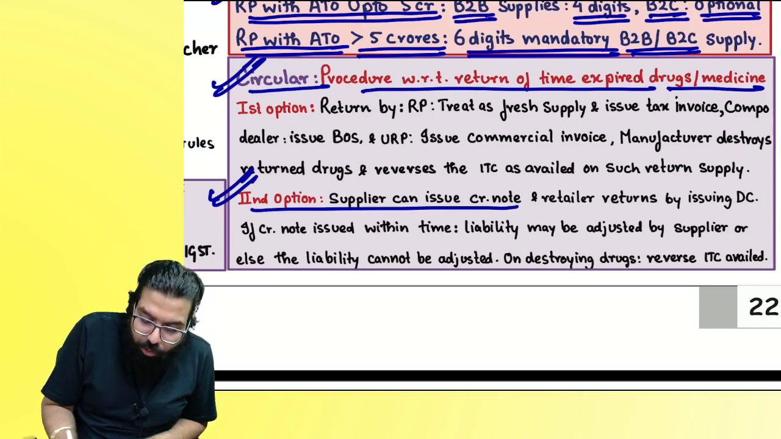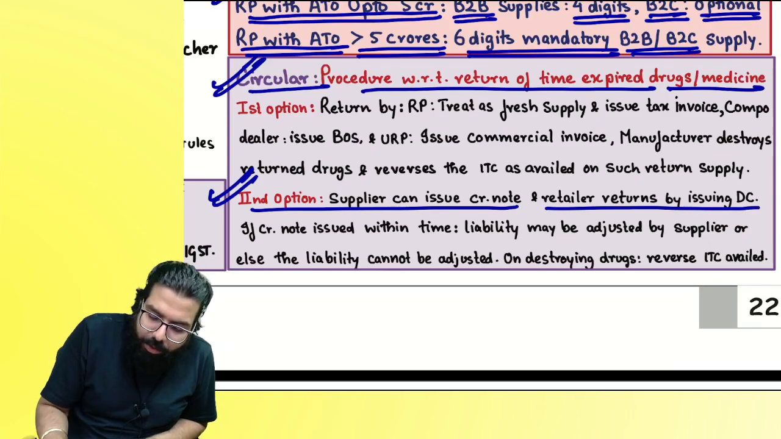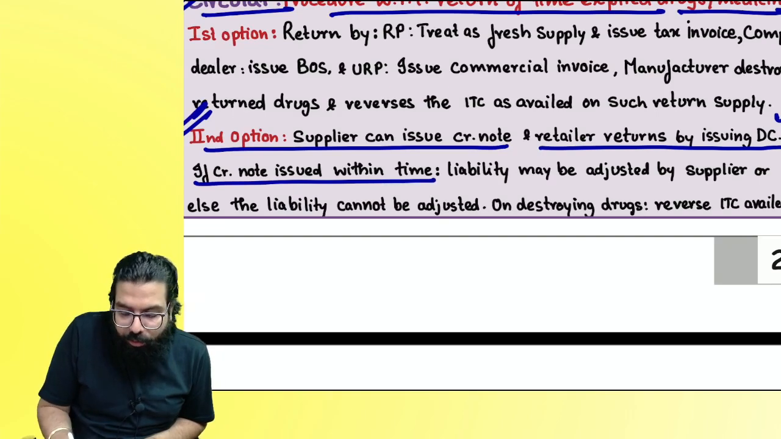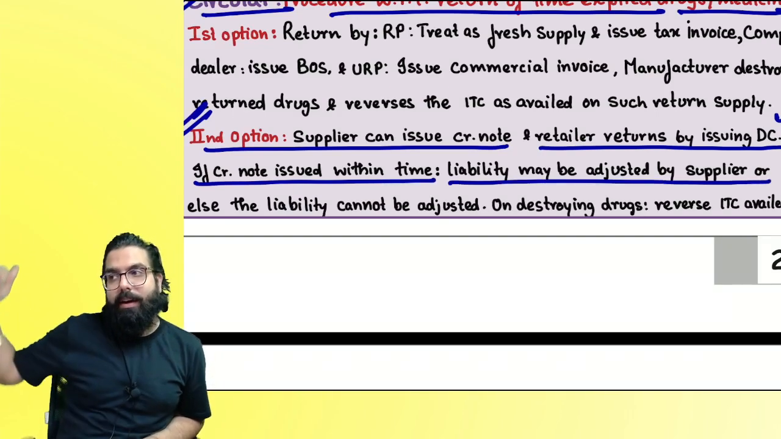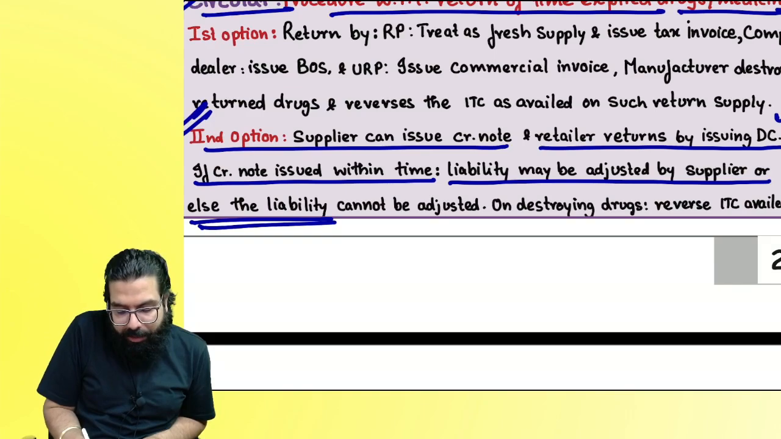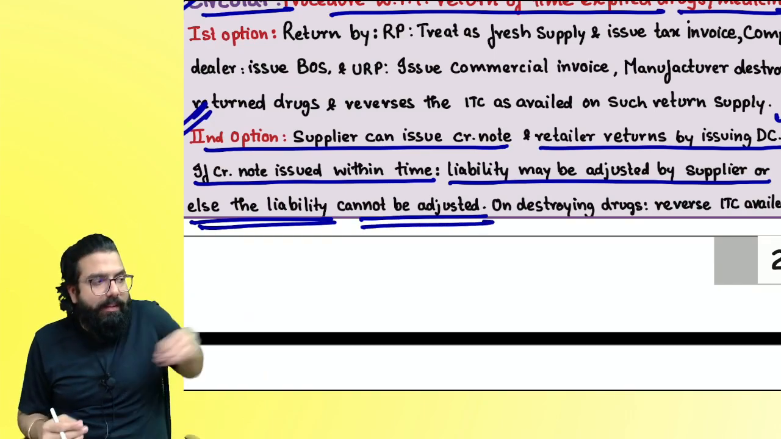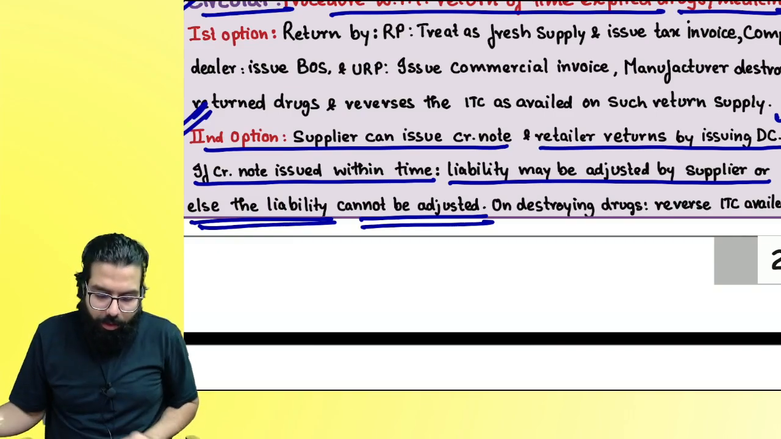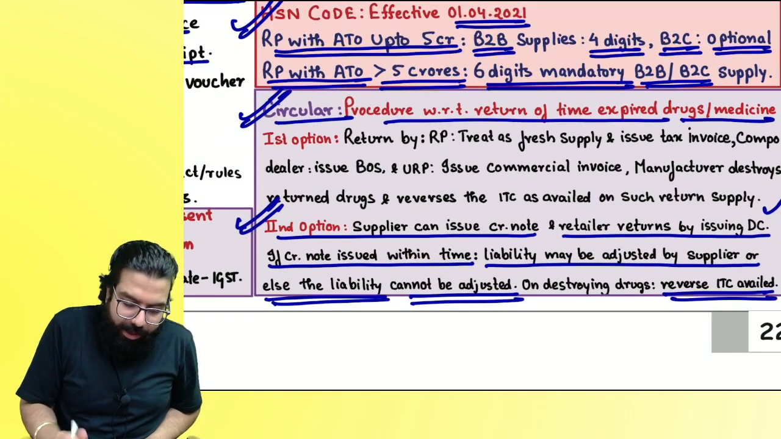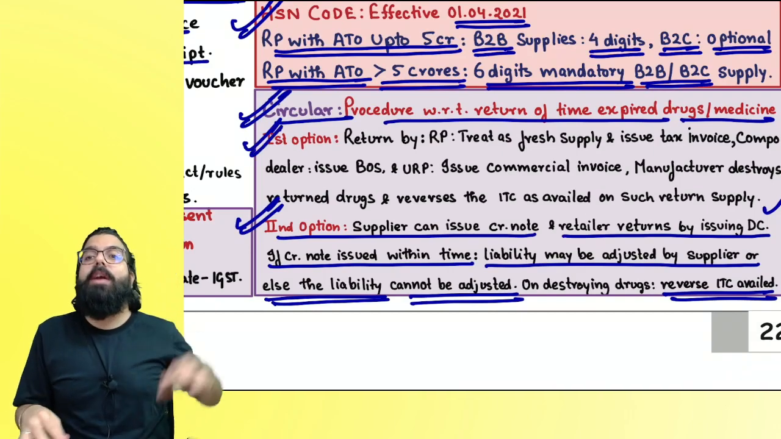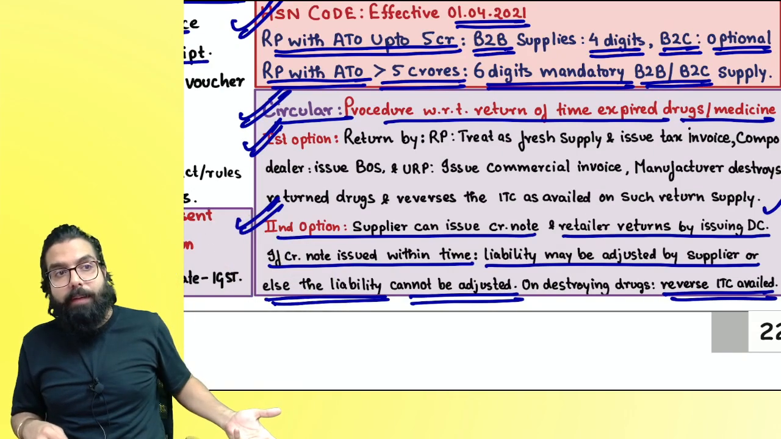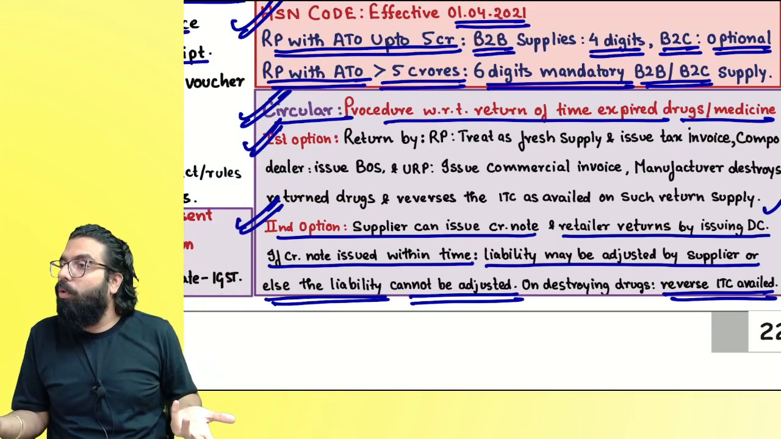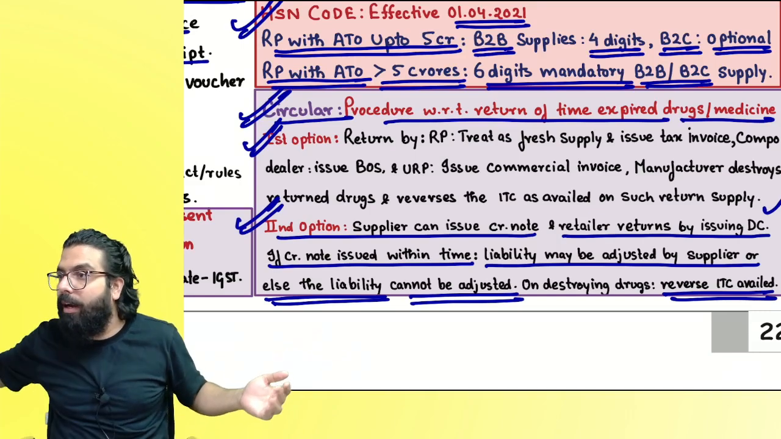Everyone, the supplier can issue a credit note and the retailer will return with the help of a delivery challan. If the credit note is issued within time, liability can be adjusted. Otherwise, liability cannot be adjusted. When I receive the drugs, I will destroy the drugs. When I destroy the drugs, ITC will be reversed. Now I am asking, sir, what if that person is returning after the time limit? After the time limit means 30th November is also gone. Now if I issue him a credit note, I will not get a reduction in my liability.